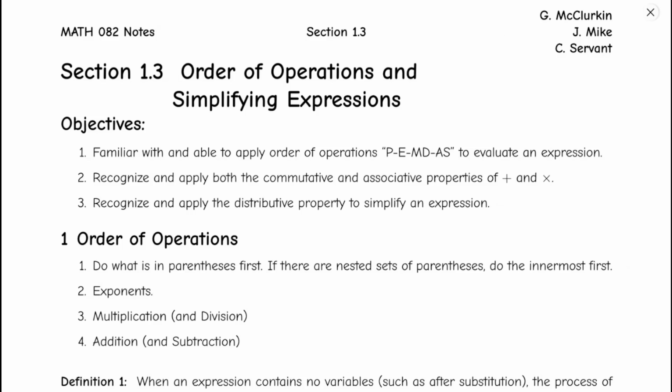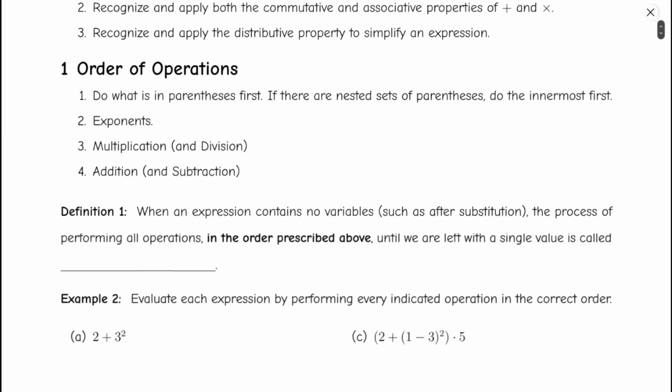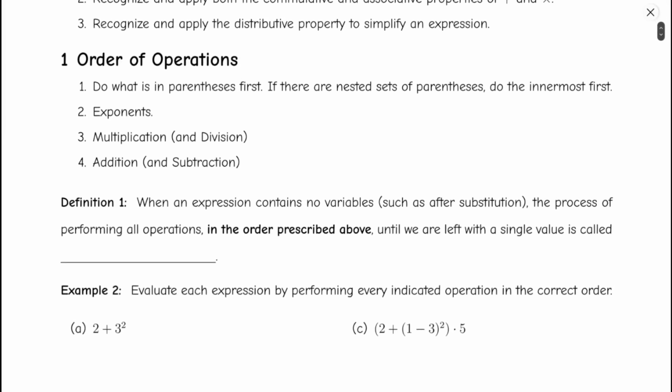Part 1, Order of Operations. First, do what's in parentheses first. If there are nested sets of parentheses, do the innermost first. Then exponents. Then the third step is multiplication and division, left to right. And then the fourth step is addition and subtraction, left to right.